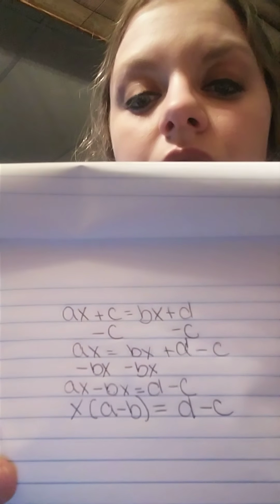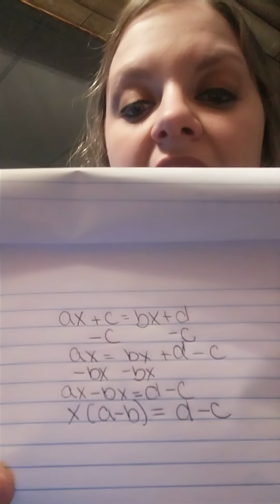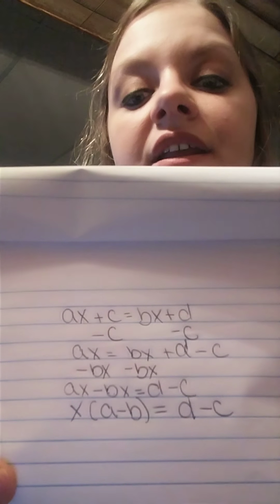This is where factoring comes in. So what you do need to remember that you have the ability to do is there is a GCF in ax and bx, and you can pull it out. So we are going to factor an x out. And when we do that, we are left with, inside a set of parentheses, a minus b, equals d minus c. All right. So now this is x times the quantity a minus b.